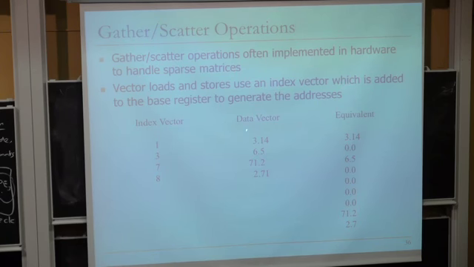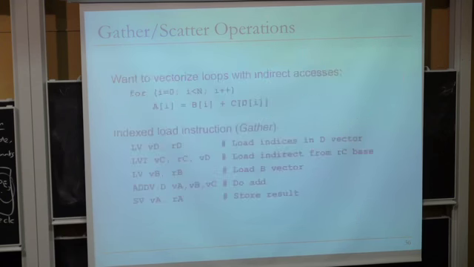And this is your data vector, if you will, that you want to get out of the memory. What happens is you have hardware support that adds the base register to the index to get these different locations in memory. Does that make sense? I went through this relatively fast.